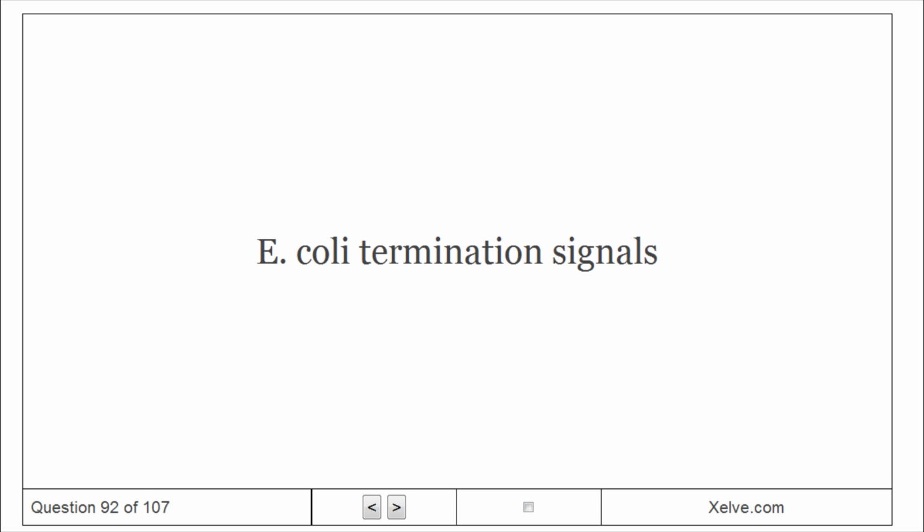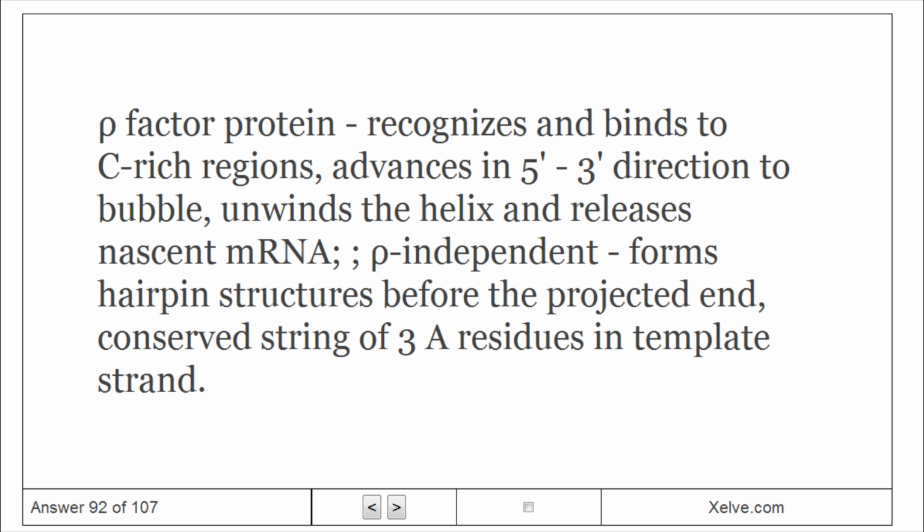E. coli termination signals. Rho factor protein recognizes and binds to C-rich regions, advances in 5'-3' direction to the bubble, unwinds the helix and releases nascent mRNA. Rho-independent: forms hairpin structures before the projected end, conserved string of 3 A residues in template strand.